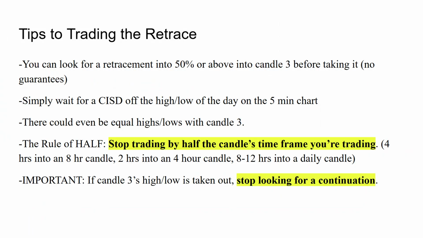Now, you can also use the rule of half. This is a timing rule whereby you want to stop trading by half the candle's time frame. So for instance, if you're trading an 8-hour candle, give it 4 hours to try to set up. Even if you want to check it periodically, once every 30 minutes or once every hour on the hour.